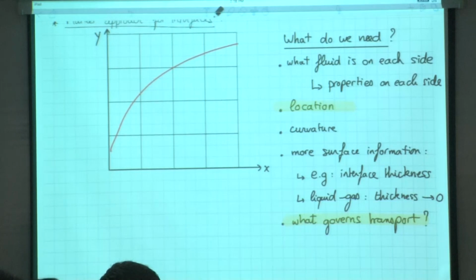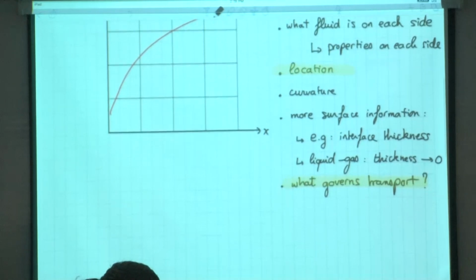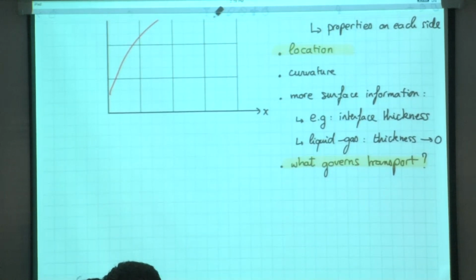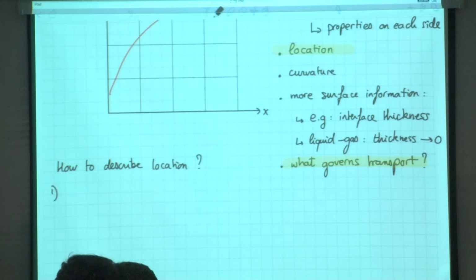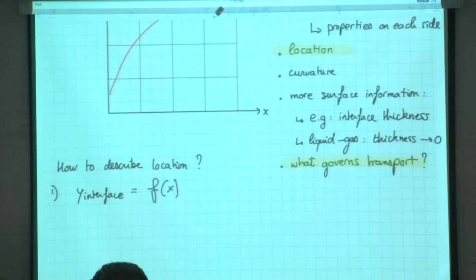Okay, so probably the most naive way you can think about this interface at first is to say, well, if you sketch it like that, this is an interface height as a function of x. Something like that could be solved. We could recast this problem as a 1D problem. So how to describe the location? You can say this is a y interface, which is equal to a function of an x position.